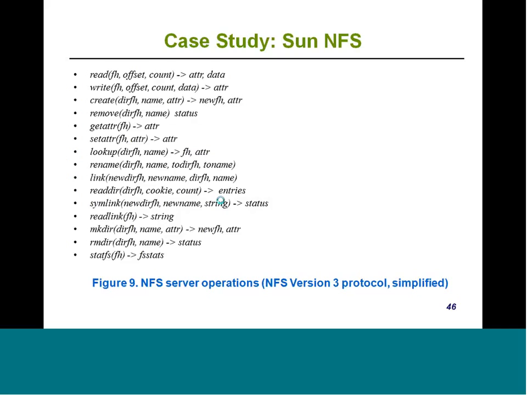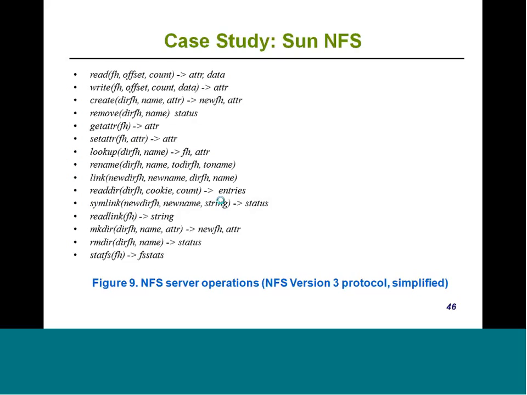Then there's a lookup command, which returns the file handle and the attributes. The rename command takes the from directory file handle and the from name, and the to directory file handle and the to name. Link provides a link to an existing file. Then readdir reads a particular directory and returns all the values into the variable entries.